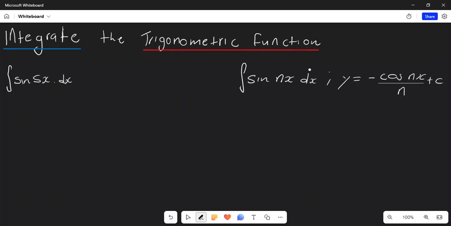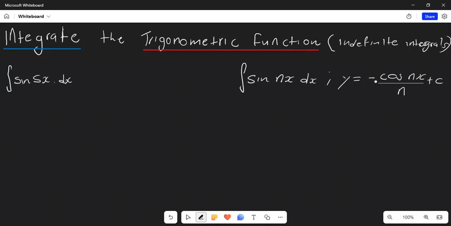Let us not forget guys, we are doing indefinite integrals. So this c stands for the constant and also indicates that we're doing indefinite integrals.